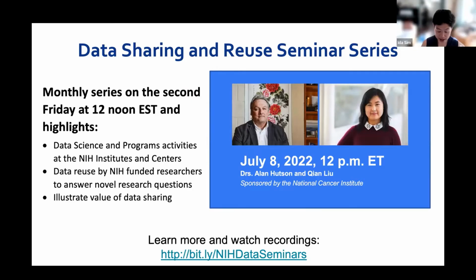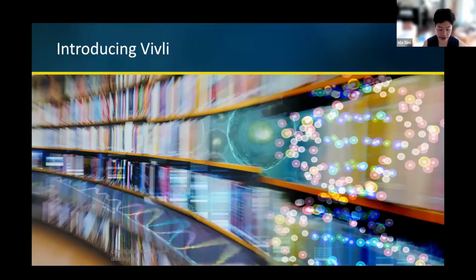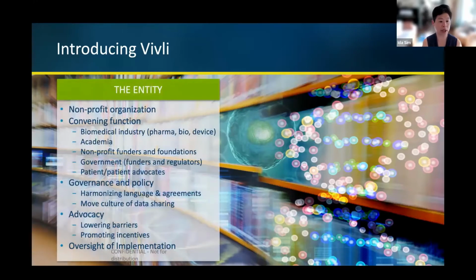Great, thank you so much for that overview. So now we're going to introduce you to Vivli and Vivli's role in the Generalist Repository Initiative. Vivli is a nonprofit organization, and we have several primary functions, all of which are important and interlinking. One is the convening function. We convene various stakeholders from biomedical industry, academia, government funders, and patient advocates. A lot of our work is around harmonizing language and agreements and being part of the broader movement to move the culture of science towards data sharing.